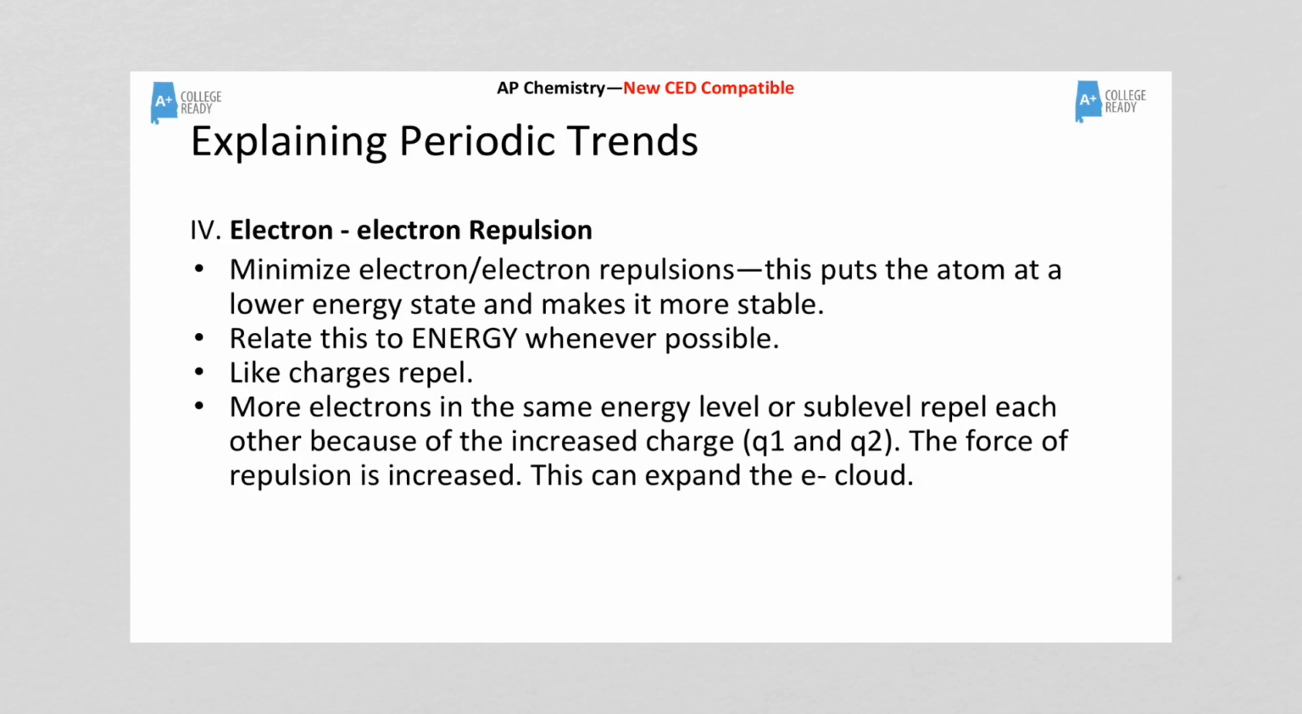Electron-electron repulsion we already mentioned with the anions and the parent atoms. If we can minimize electron-electron repulsions, that puts the atom at a lower energy state and makes it more stable. Look at this last statement: more electrons in the same energy level or sublevel repel each other because of the increased charges. The force of the repulsion increases the more electrons are there, and that can make the cloud expand.